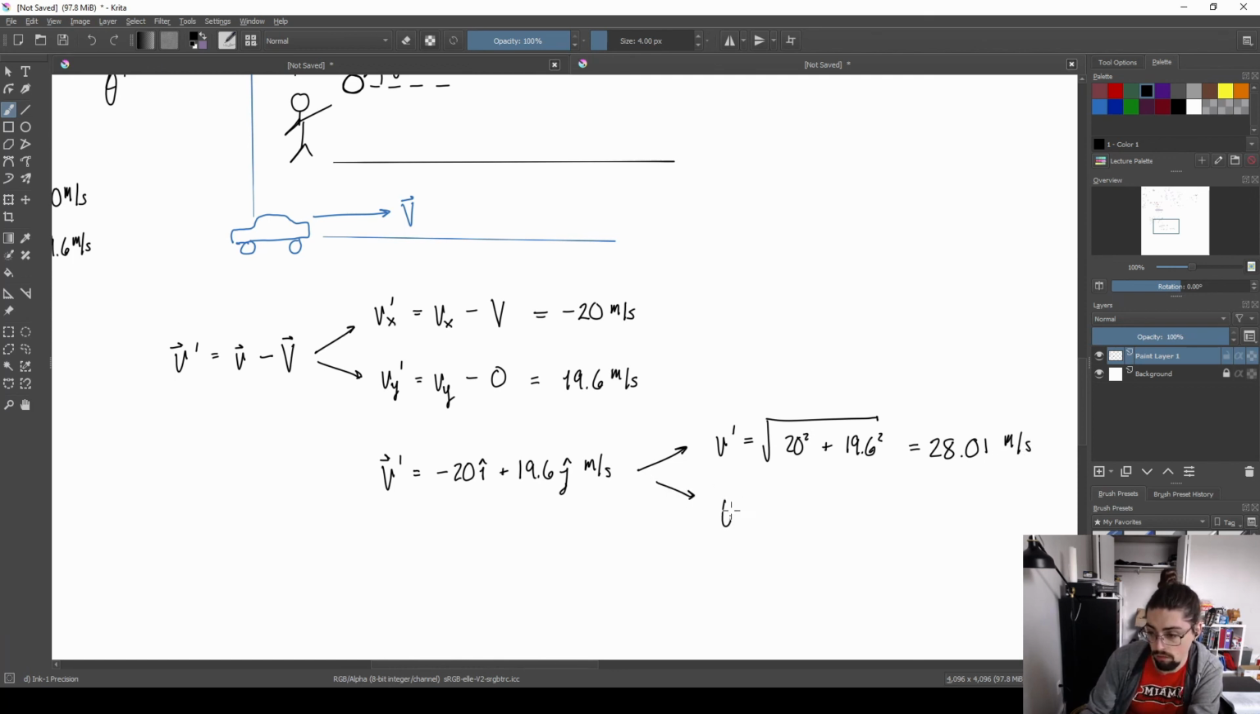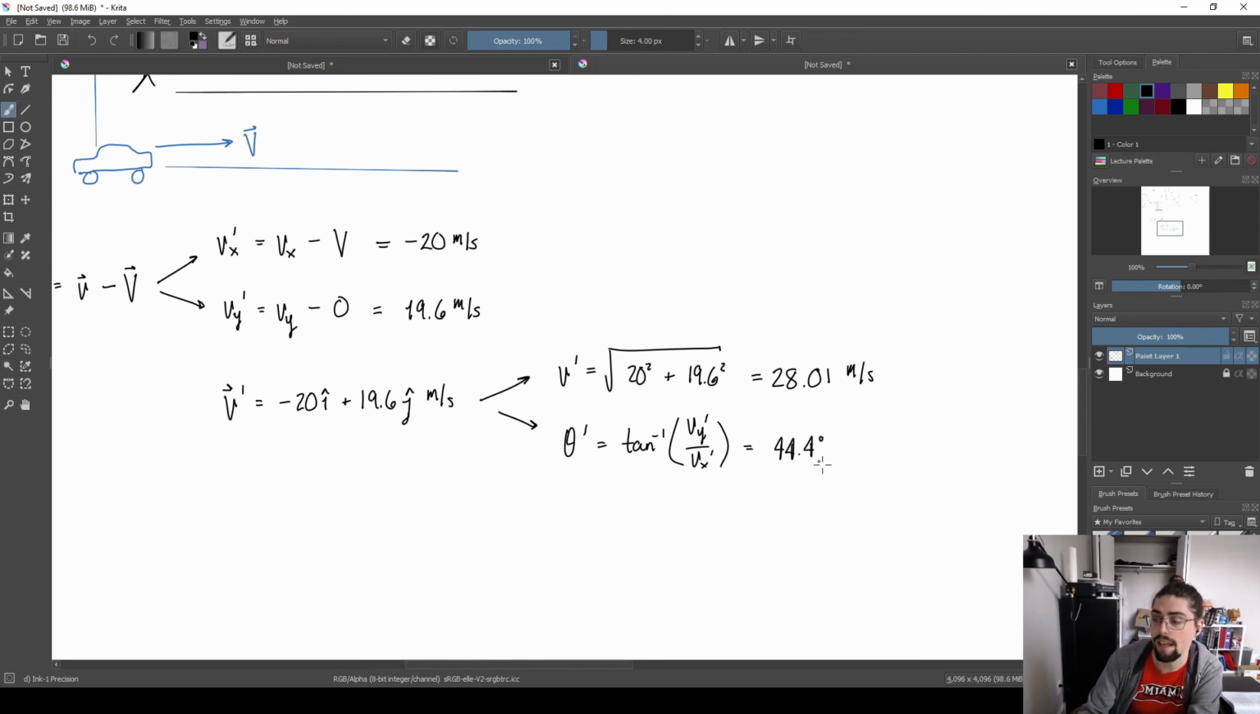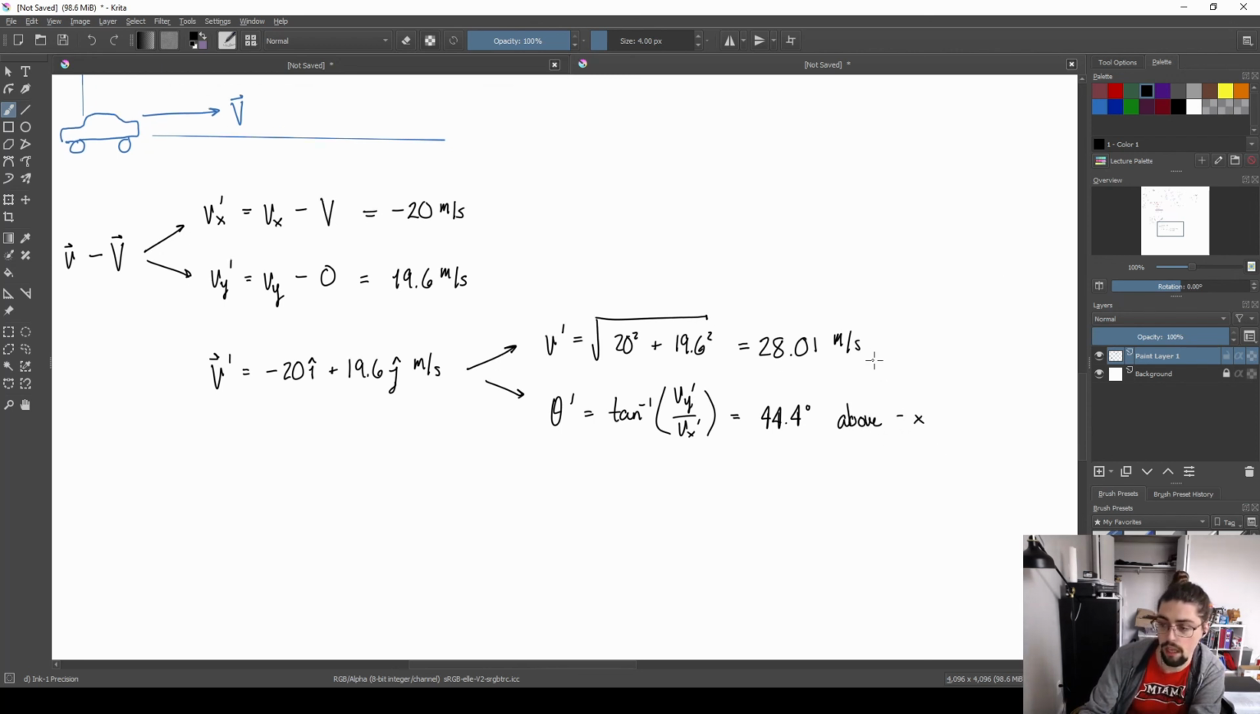The direction, theta prime, is going to be just taking each of these values, Vy prime over Vx prime, for an angle of 44.4 above negative x. That is to say, if we were to actually graph this out, what does the ball look like it's doing? The ball looks like it's going this way.